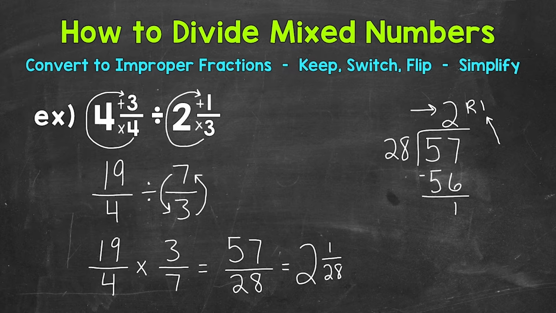Once we get to our mixed number, we can check to see if we can simplify the fractional part. 1/28 is in simplest form. The only common factor between 1 and 28 is 1. So we are done. 2 and 1/28. So there's how to divide a mixed number by a mixed number. Let's move on to dividing a mixed number by a whole number.